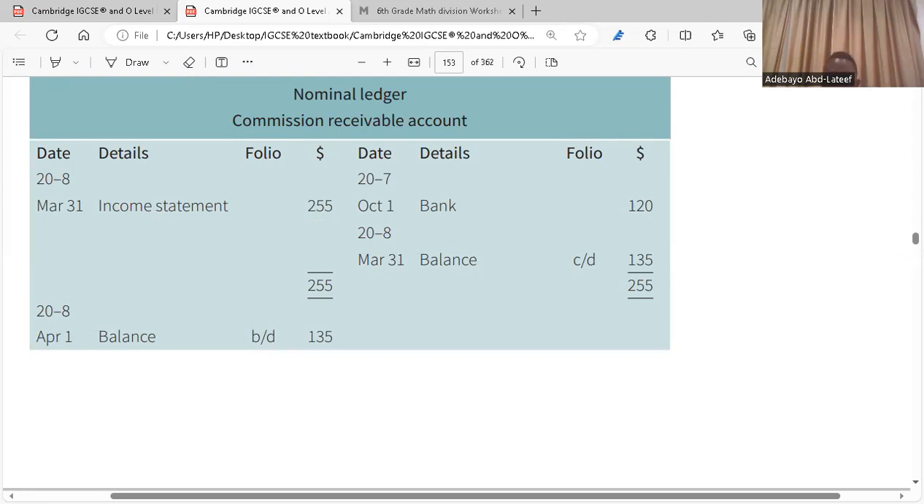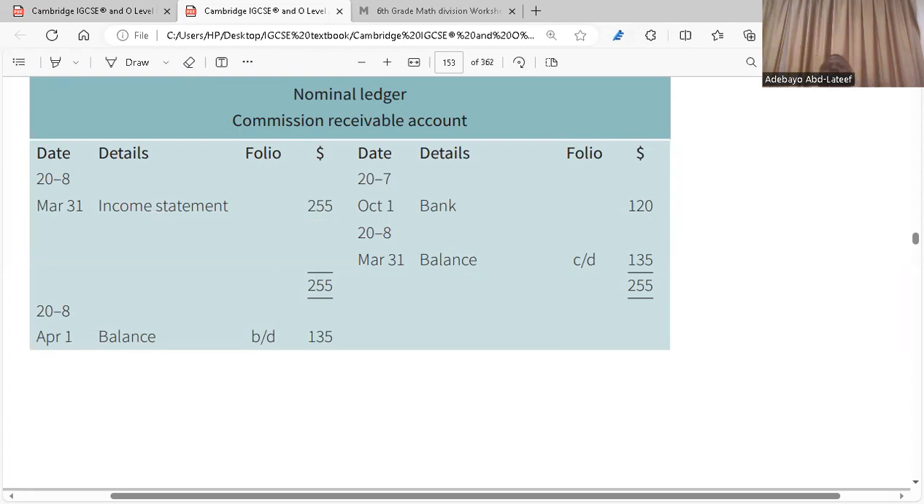So in our cash book, as we are recording income statement in the commission receivable account, we debit the income statement with 255. In our cash book, we receive 120. So we debit the cash book. On the debit side, we receive bank. The details will be bank 120. Yes. Do you understand? So you debit 120 in your bank column in the cash book. Yes. That is done. But 135 is still left to be paid.